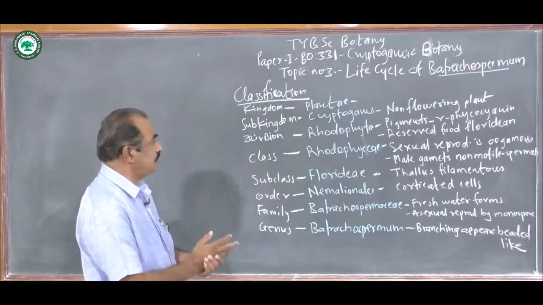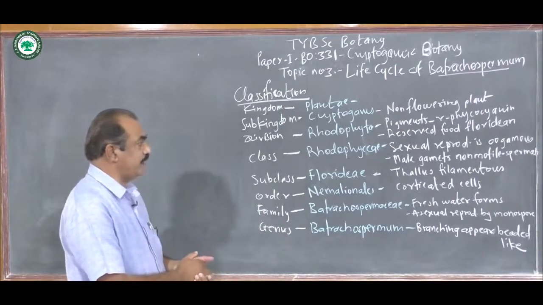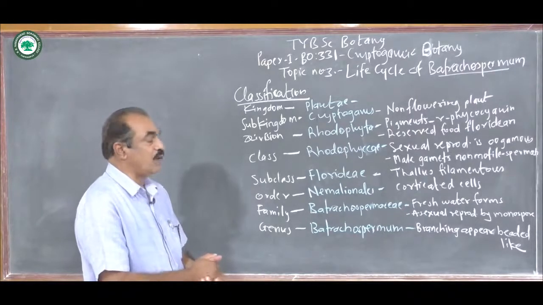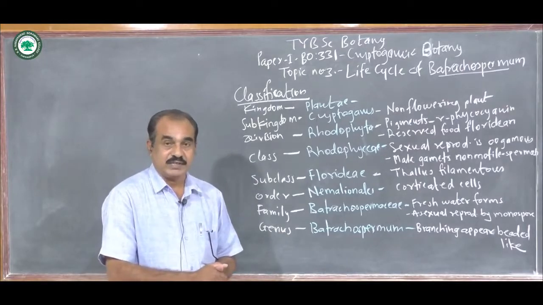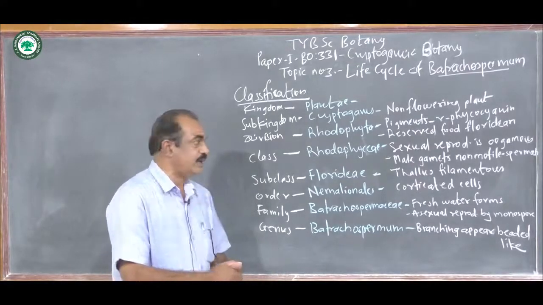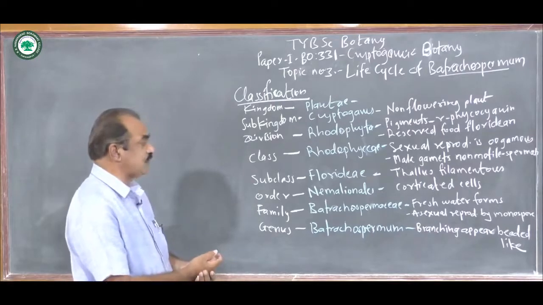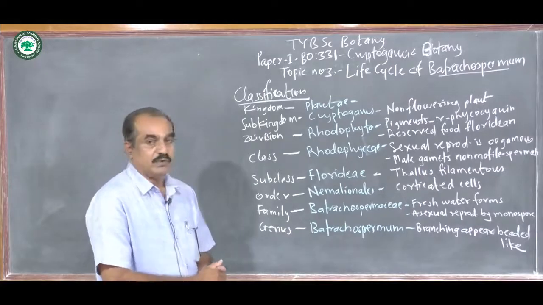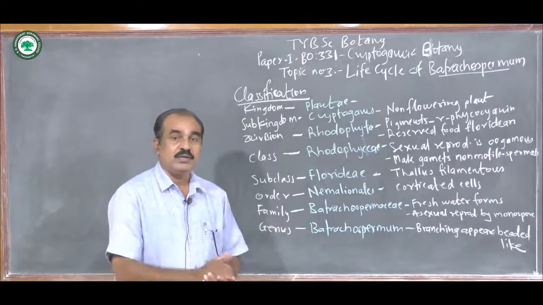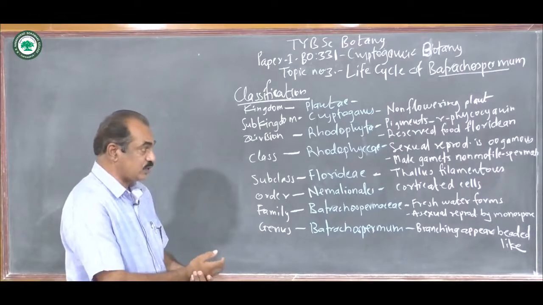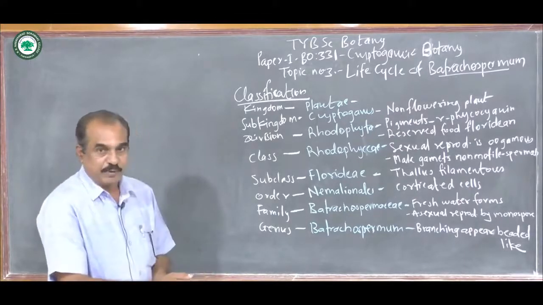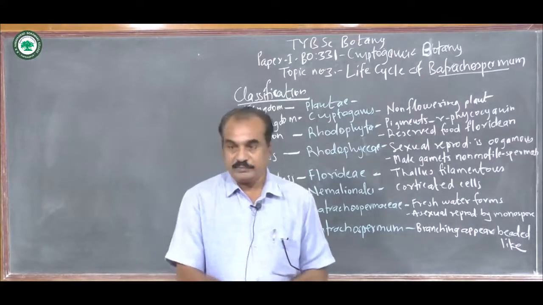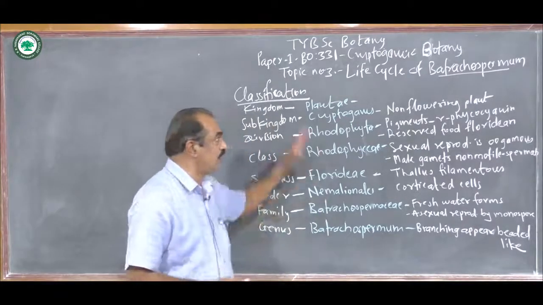Then subclass Floridae. The thallus is filamentous. Then order Nemalionales, corticated cells are there. The internodal cell of the main axis is corticated. Then family Batrachospermaceae. These are the freshwater forms. Asexual reproduction is by monospores. Monospores germinate to give the Chantransia stage, so it is called asexual reproduction. Then genus Batrachospermum. Now the branches appear beaded in manner. So this is all about the classification.